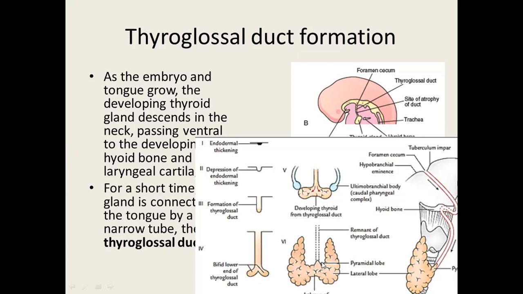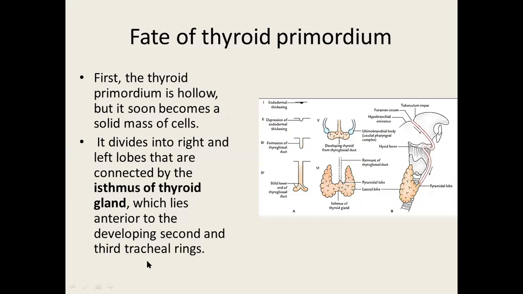Sometimes there may be a pyramidal lobe, which is present in around 50% of the population, that is supposed to be contributed by the thyroglossal duct itself. Now what is the fate of this thyroid primordium? The thyroid primordium is hollow, but because of the proliferation of the cells, it becomes a solid mass. Then with further descent, its terminal tip becomes bifid, and then it divides into the right and the left lobes that are connected by the isthmus.